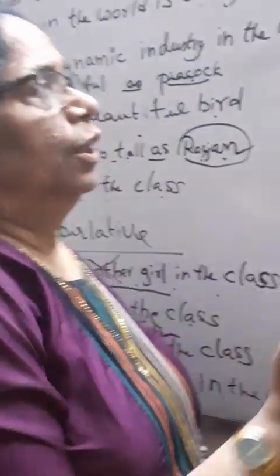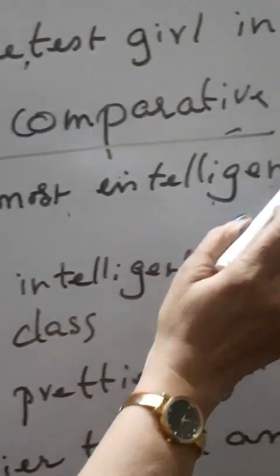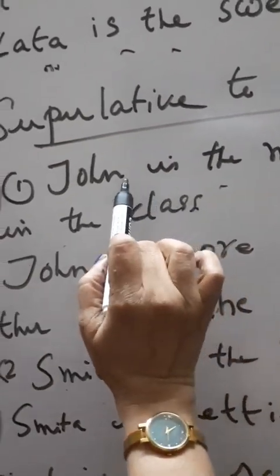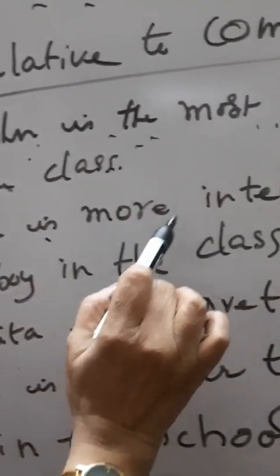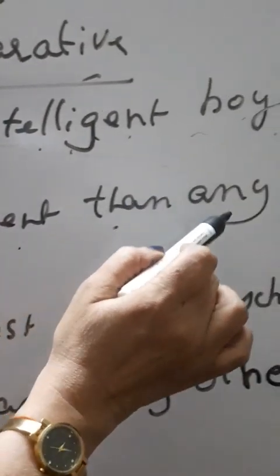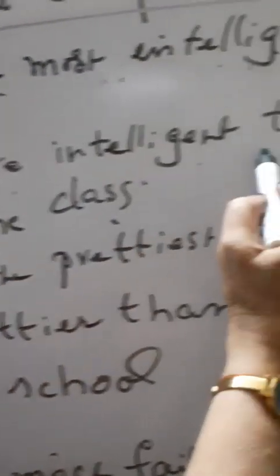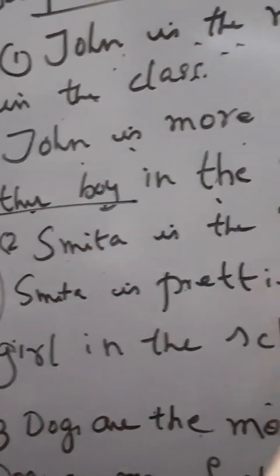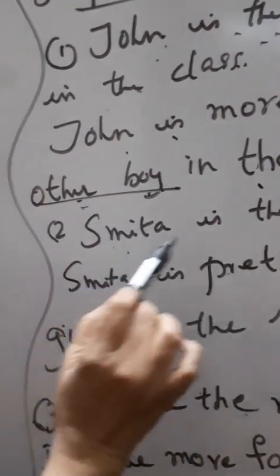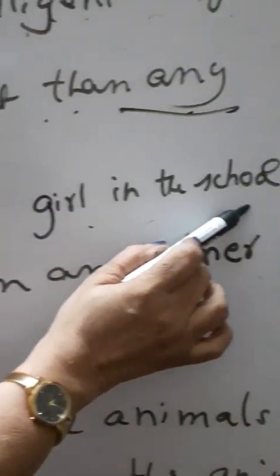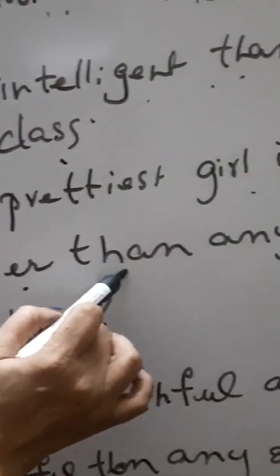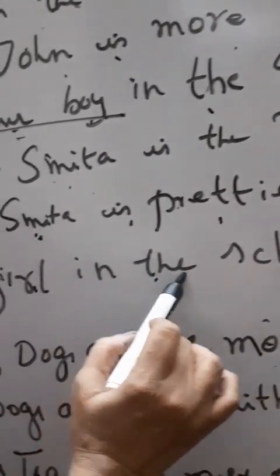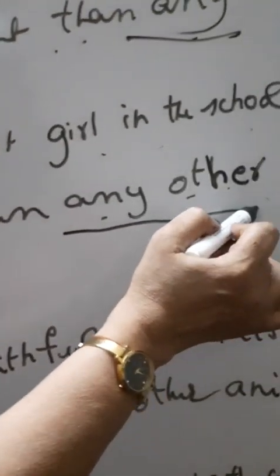Now let us change superlative to comparative. Now see, John is the most intelligent boy in the class. John is more intelligent than any other boy in the class. You have to add this one, any other boy. Smita is the prettiest girl in the school. Smita is prettier than any other girl in the school. Any other you have to join here.